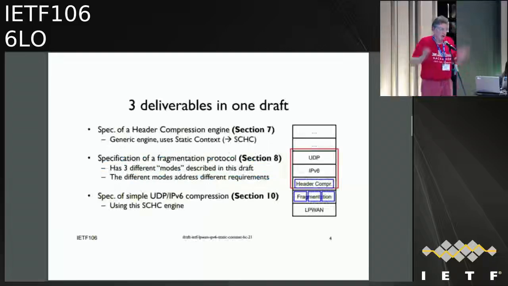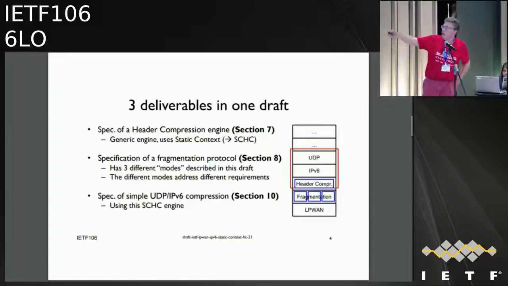So, the document right now, its structure. We have one draft that explains 3 things. Dominique explained it better than me, but it's divided into 3 parts. The first one describes a generic compression mechanism. So we don't say it for UDP, IP. It's just fields, and we say how we compress a packet made of fields.